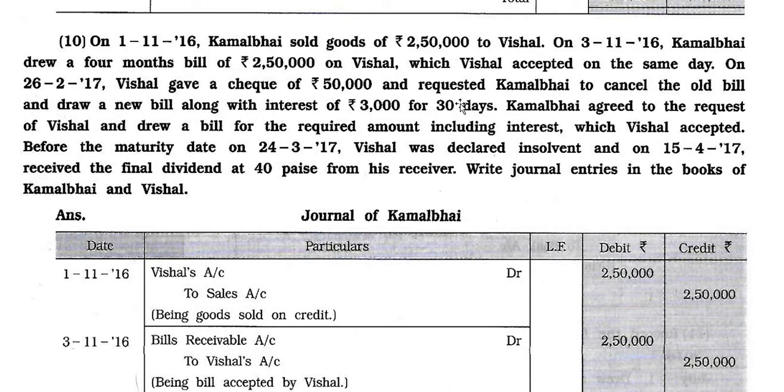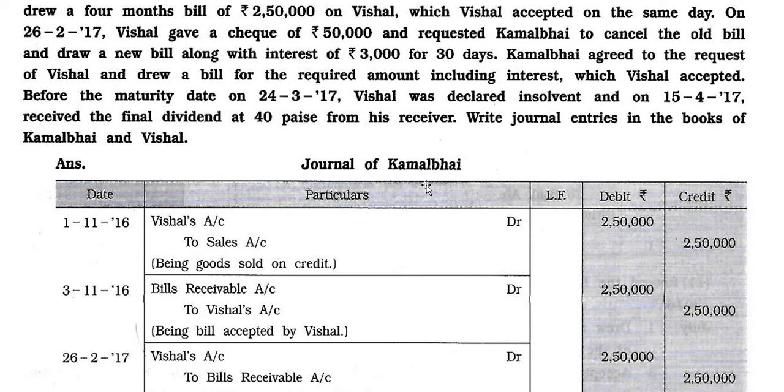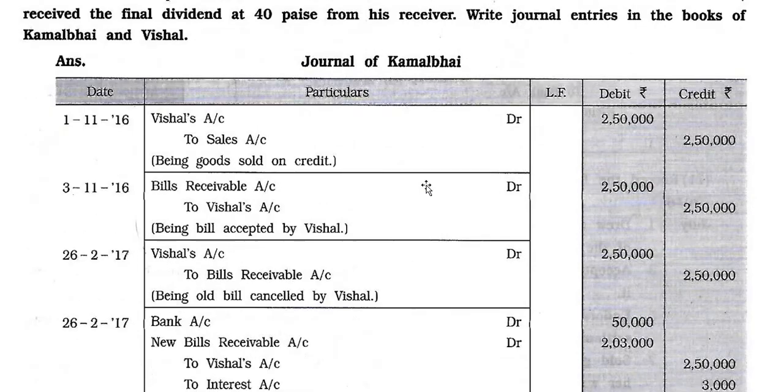Kamalbai agreed to the request of Vishal and drew a bill for the required amount including interest. Vishal accepted it before the maturity date. On 24/3/2017, Vishal was declared insolvent and on 15 April there is a dividend of 40 paisa, meaning for 1 rupee, 40 paisa, from his receiver. This way we have to write the journal entry in both the books, debtor and creditor. Answer part, journal of Kamalbai.